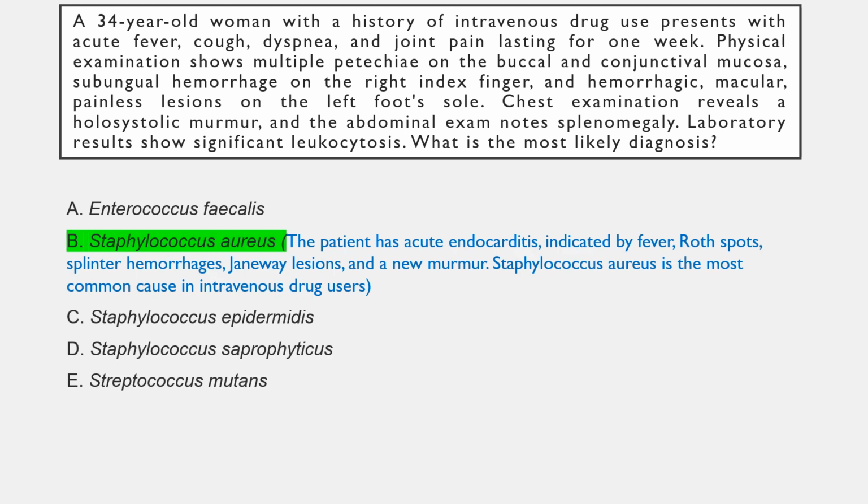The correct answer is B, Staphylococcus aureus. The patient has developed acute endocarditis as characterized by the fever, Roth spots, splinter hemorrhages, Janeway lesions, and new onset murmur. The most common cause of acute endocarditis in intravenous drug users is Staphylococcus aureus.